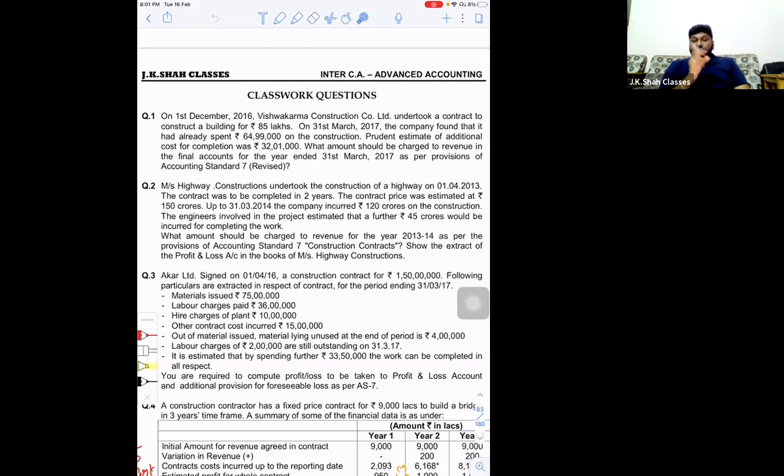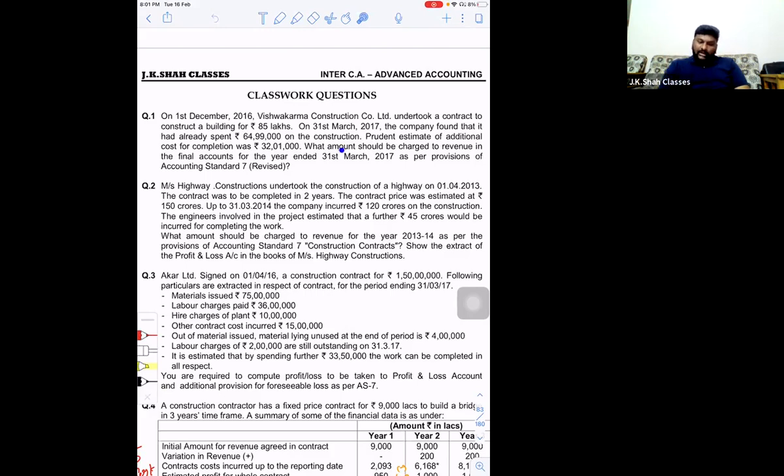The difference between total loss and proportionate loss will be the provision that you are going to create. Say, for example, if the proportionate loss comes to 7 lakh rupees, which automatically comes in P&L because of revenue minus cost, 7 lakh loss arises. But your total loss is 12 lakh rupees. So you will create a provision for 5 lakh rupees.